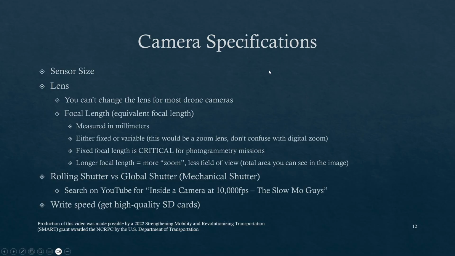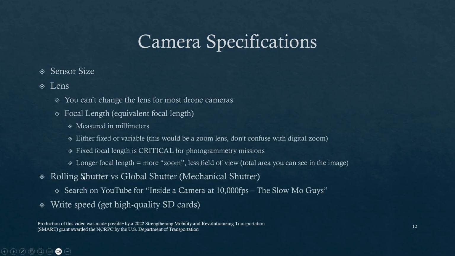Some camera specifications you need to be aware of: the sensor size, and the lens. A fixed focal length is critical for photogrammetry missions. You cannot use a zoom lens for photogrammetry, or really you could, but you don't want to change the zoom throughout the flight. That's bad. That prevents the photogrammetry software from being able to model the distortion of the lens. So you want the focal length to stay the same throughout the flight.